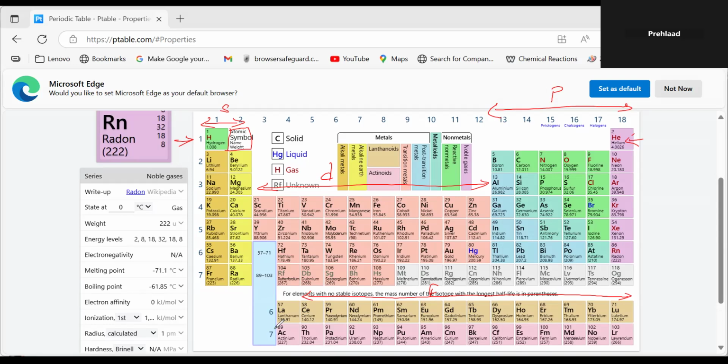Lanthanum is d, actinium is d. Cerium is the start of the f orbital, and thorium is the start of the f orbital. So besides lanthanum and actinium, the other ones are all f. The way they are named: s block element, p block element, d block element, f block element.